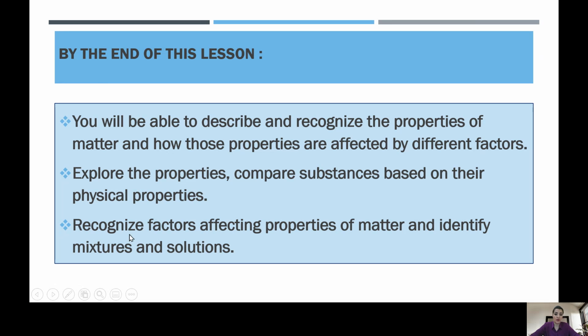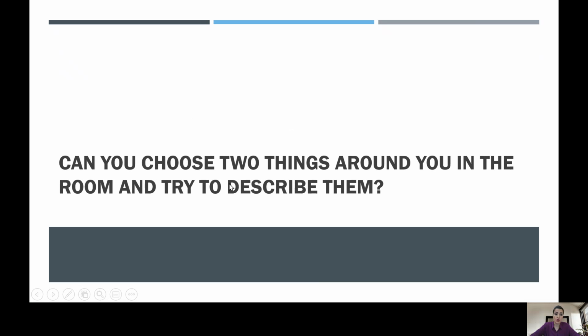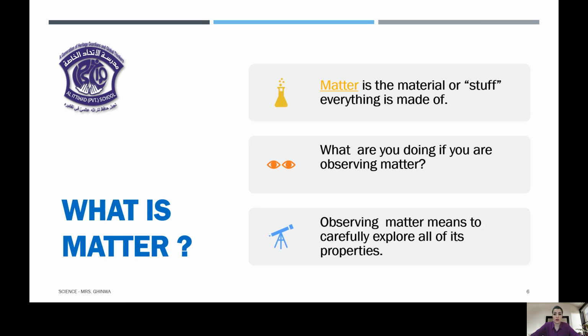You will also be able to recognize the factors affecting the properties of matter and to identify the difference between mixtures and solutions. To start with, what does a property mean? What is meant by a property? And how can we describe matter? There are things that we can see around us, things made of matter that are found everywhere next to you, even including you as an example of matter.